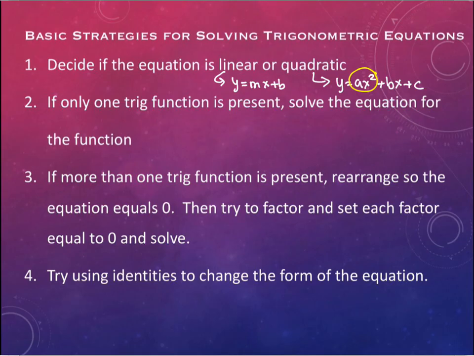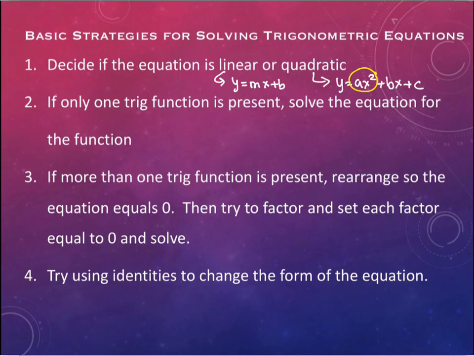The next thing to notice is if there's only one trig function present, we're going to do something slightly different. If there's one trig function present, we're going to solve the equation for the function. Like if there's a sine of theta in there and that's the only trig function, then the goal is to get sine of theta on the side by itself and everything else on the other side. Just like when we're solving linear equations back in algebra, the goal is to get y on the side by itself and everything else on the other side, right? If you're trying to solve for y, or whatever the letter was, or x.